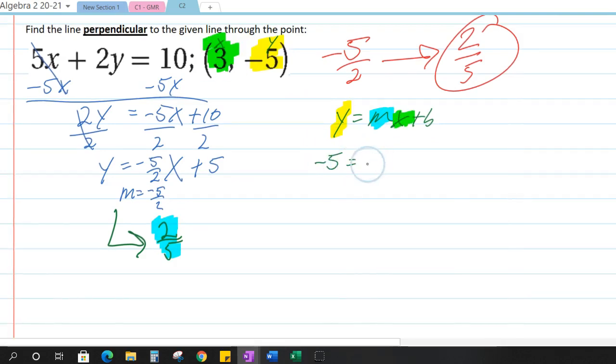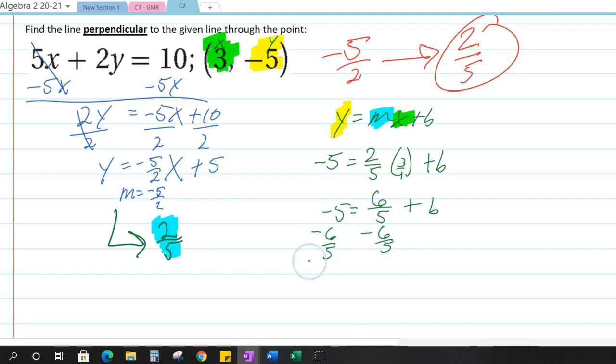Negative 5 is equal to 2/5, x is 3, plus b. Do the math. 3 is over invisible 1. That leaves us with negative 5 is equal to 2 times 3 is 6 over 5 plus b. Now in the last problem, we got rid of the 5 as the denominator, so we didn't have to add fractions. This time I'm just going to go ahead and add the fraction. So I'm going to minus 6/5 to both sides.